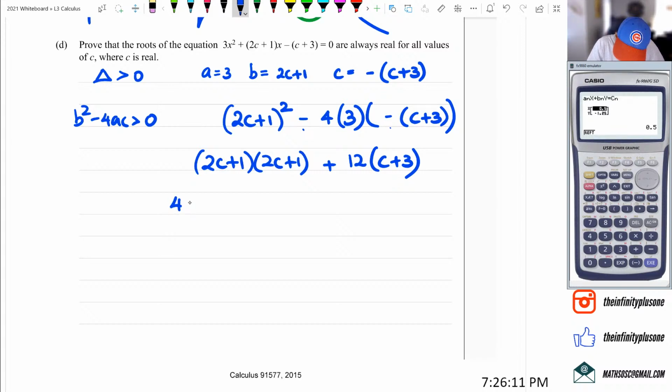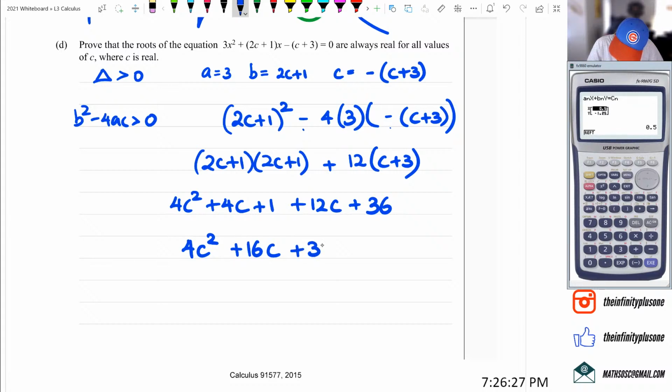So here we've got 4c squared plus 4c plus 1 plus 12c plus 36. All I've done is expanded the brackets, and simplifying it, I've got 4c squared plus 16c plus 37. Now, this right here is going to get you guys an achieved, right? Because all you've done is you've put down b squared minus 4ac, and you're good to go. However, we now need to prove that this equation is always going to be positive.